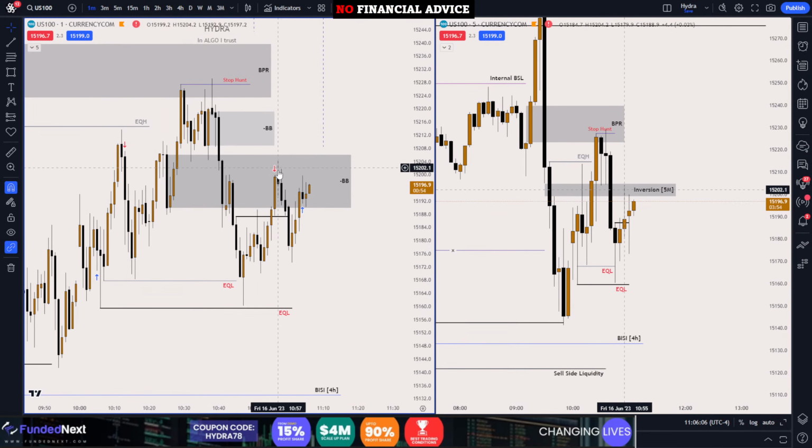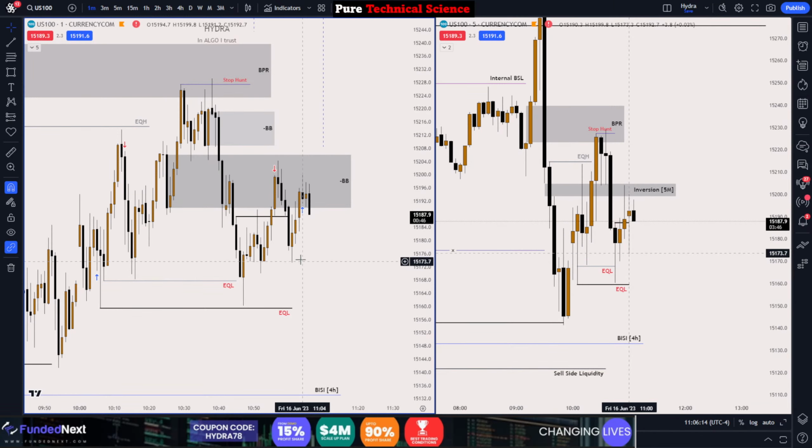And now the price matched with our time zone. It hit the breaker block, hit the inversion. It should remain aggressively bearish towards the sell side liquidity, but it didn't. It just came down, hit this order block, got rejected, hit my stop loss.